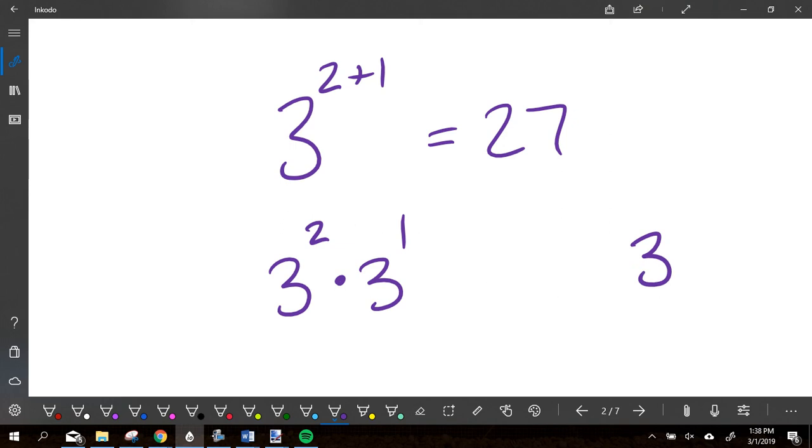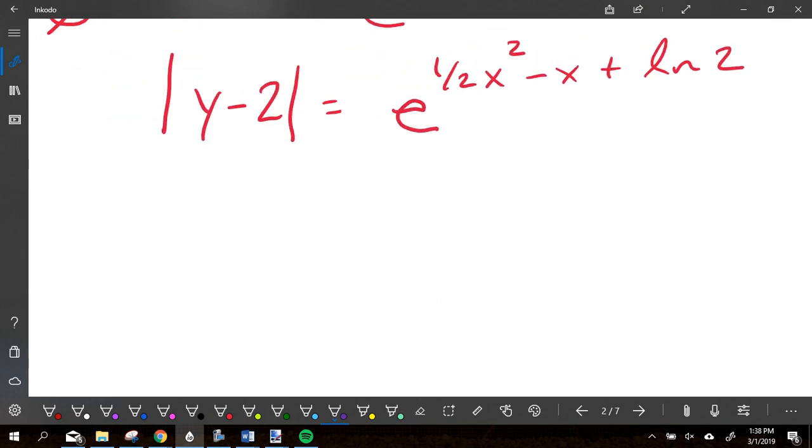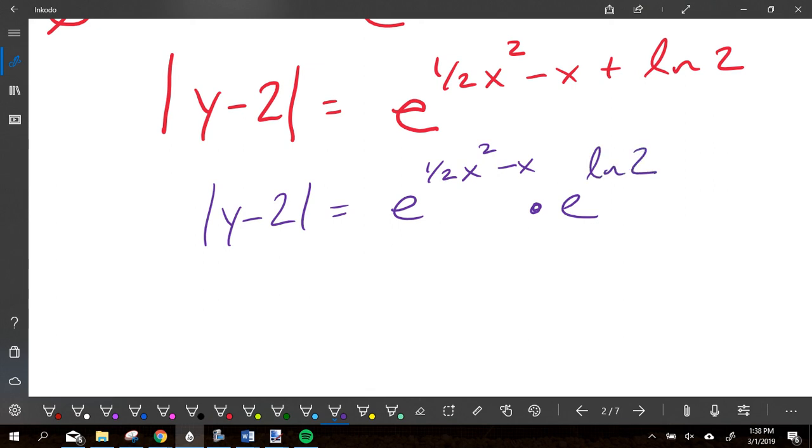Remember that if you wrote 3 to the 2 plus x, that is the same thing as saying 3 squared times 3 to the x. It's the same thing. You can separate them like that. That is understanding exponents. And so what I'm saying with that is this. This right here is the same thing as this, e to the 1/2 x squared minus x times e to the natural log of 2. Those two things are the same.